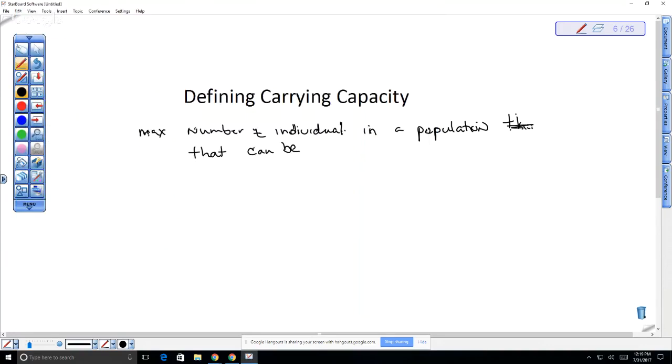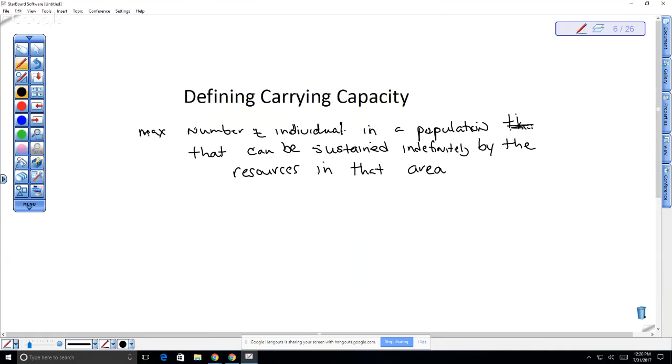Okay, so the number of individuals in a population that can be sustained indefinitely by the resources in that given area. And again, the letter that is used to designate carrying capacity would be K.